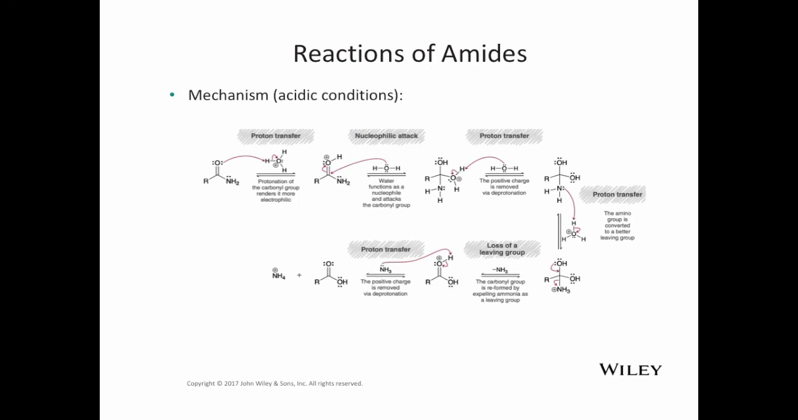This is the mechanism in acidic conditions. So we're in acid, so the first thing you do is you protonate that carbonyl oxygen, then water is your nucleophile, it attacks the carbonyl. Then you have a series of proton transfers so that you are essentially converting the nitrogen group into a good leaving group. And then you're going to eventually lose that leaving group, which gets you to that intermediate, and then one more proton transfer gets you to your carboxylic acid.